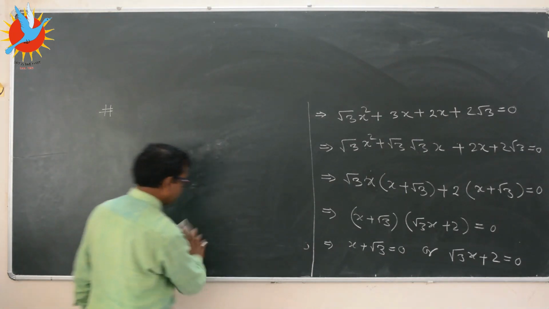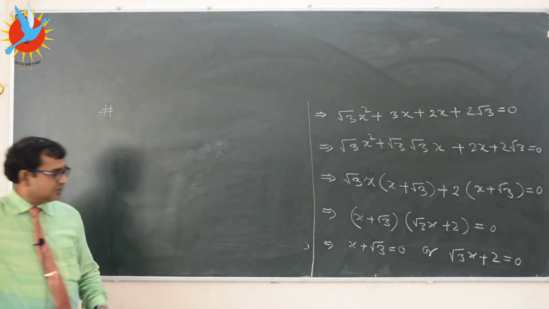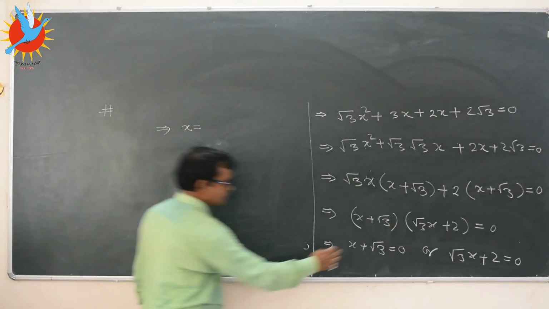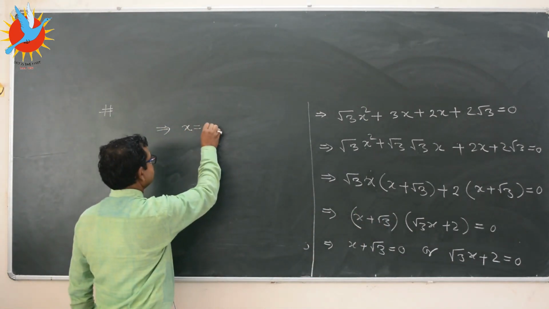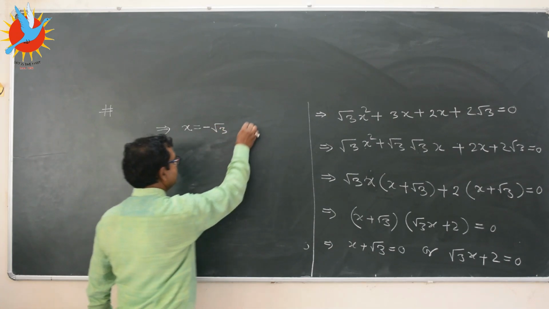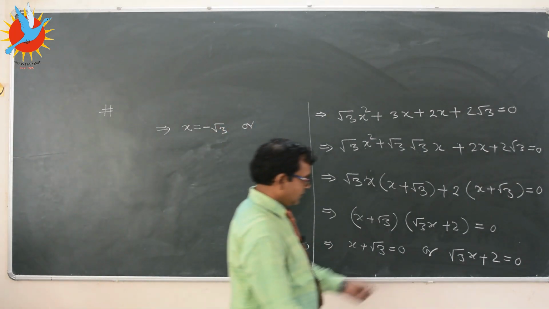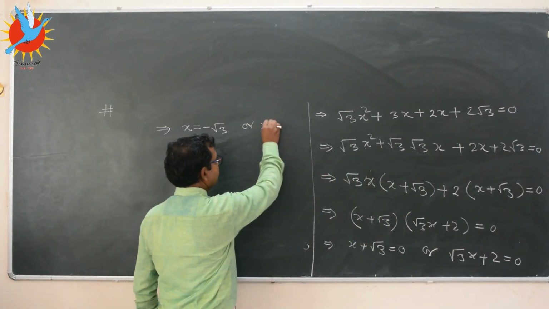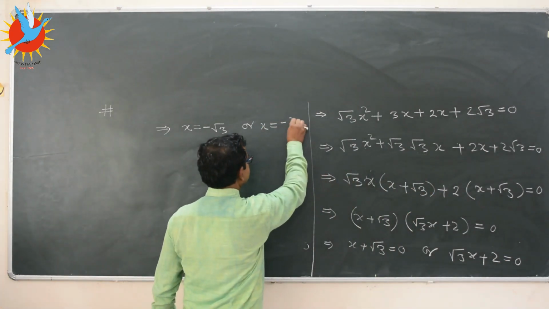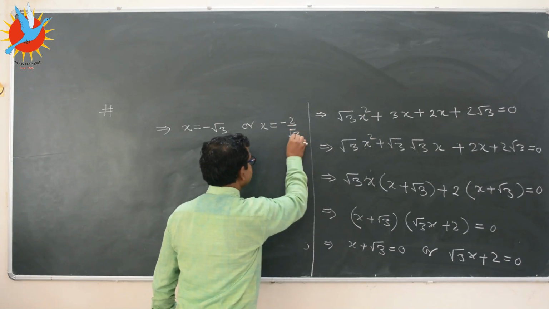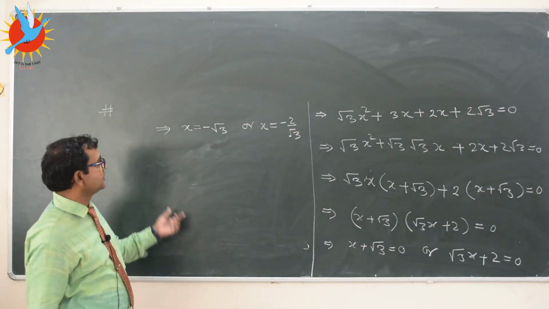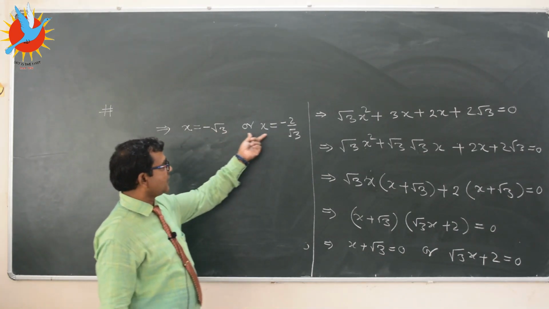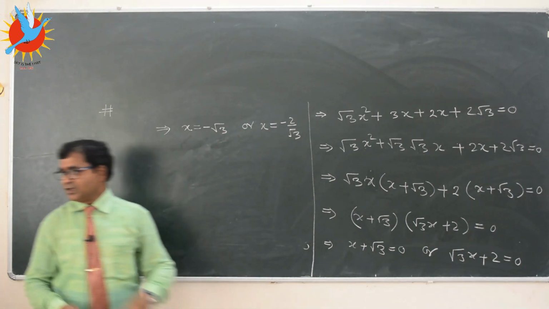Now this implies that, taking this to the right hand side, this will become minus root 3, or root 3x equal to minus 2, therefore it gives x equal to minus 2 by root 3. Therefore the solution of the given quadratic equation is x equal to minus root 3 or x equal to minus 2 by root 3.